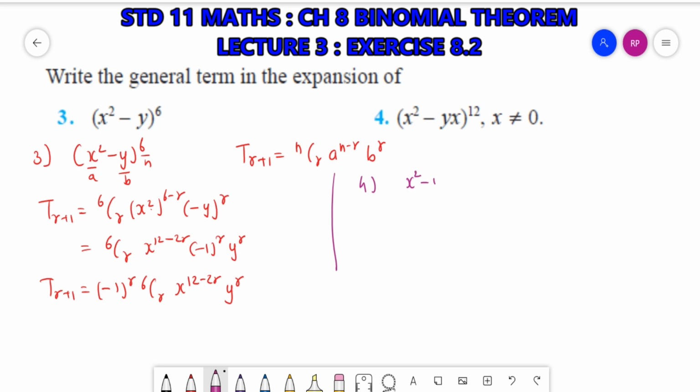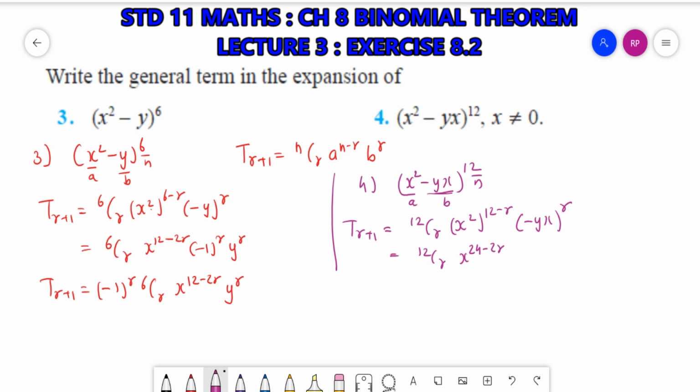Here it's (x square minus yx) whole raised to 12. A is x square, b is minus yx, and n is equal to 12. So T_{r+1} will be equal to 12 C_r, a means x square raised to 12 minus r, b is (minus yx) raised to r. So I'll rearrange it. 12 C_r x raised to 24 minus 2r, (minus 1) raised to r, y raised to r, x raised to r.